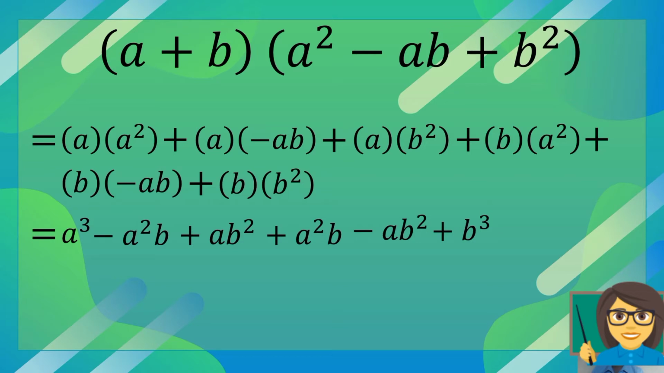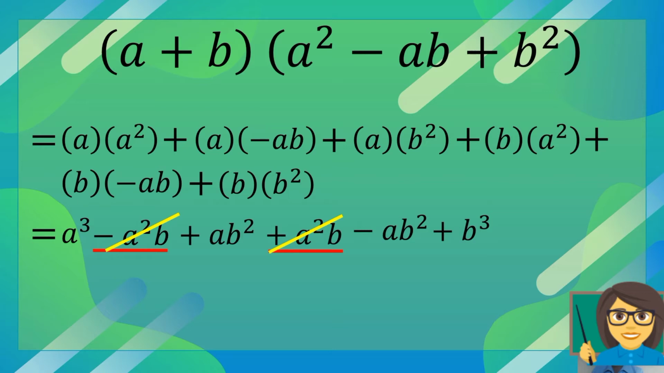Notice that we have similar terms. Negative a squared b is similar to positive a squared b. Since they have different signs, then we need to subtract. A squared b minus a squared b is equal to 0. So we just simply cancel them.